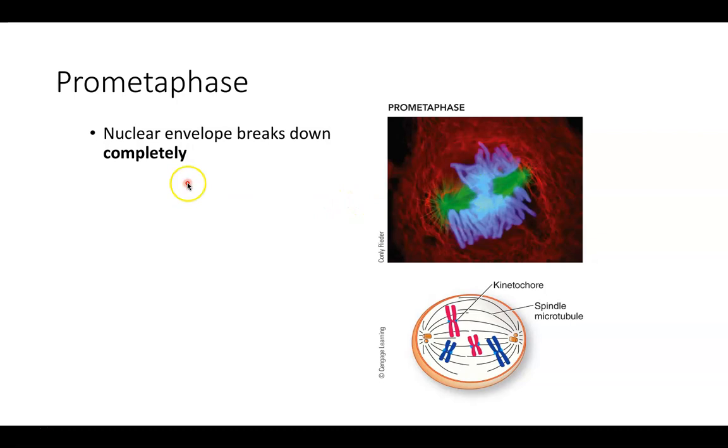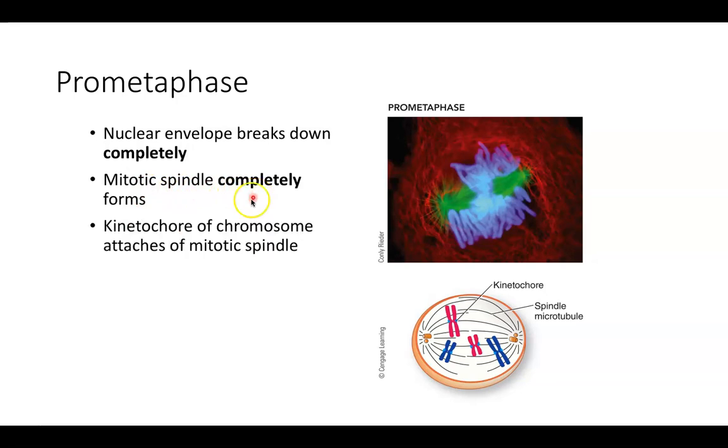So prometaphase is basically extending what prophase is. In prophase, we talked about how the nuclear envelope starts to break down. In prometaphase, it breaks down completely. We talked about the mitotic spindle forming. In prometaphase, it completely forms. And again, our kinetochores are going to be fully attached to our chromosomes, and our centromere in particular. And then finally, the chromosomes begin to move towards the middle of the plate.